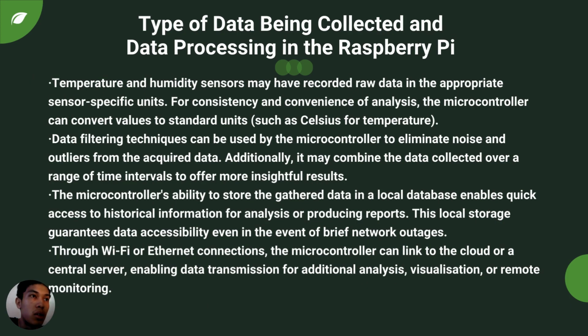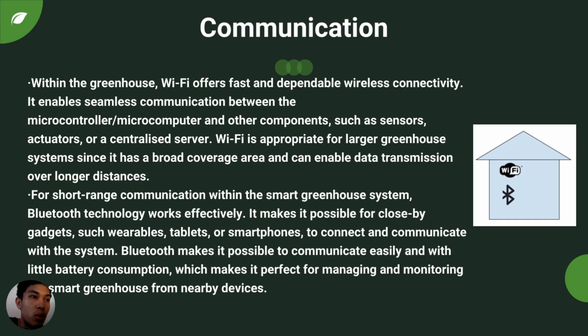Type of data being collected and data processing in the Raspberry Pi. Temperature and humidity sensors can record raw data in the appropriate sensor-specific units. Data filtering techniques can be used by the microcontroller to eliminate noise and outliers from the acquired data. The microcontroller is able to store the gathered data in a local database, enabling quick access to historical information for analysis or producing reports. Through Wi-Fi and internet connections, the microcontroller can link to the cloud or a central server, enabling data transmission for additional analysis, visualization, or remote monitoring.